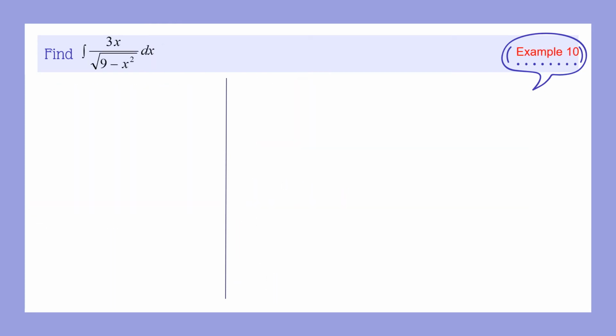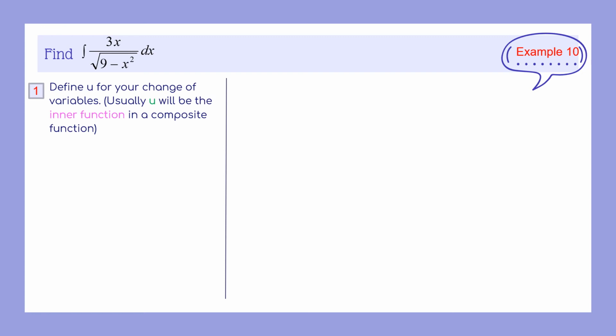Find integrate 3x over sec 9 minus x squared dx. Since this question cannot use the basic rule of integration, we try to do the substitution. So first step, define u for your change of variable. Usually u will be the inner function in a composite function.